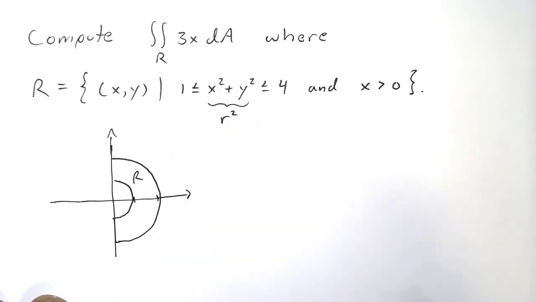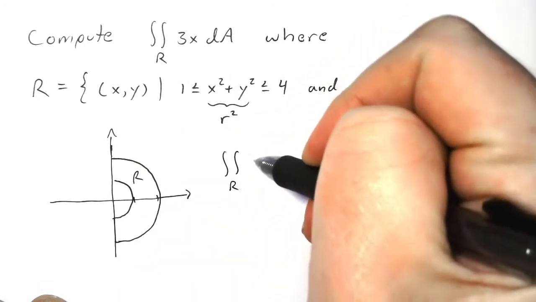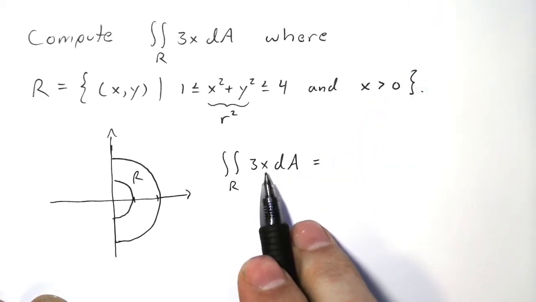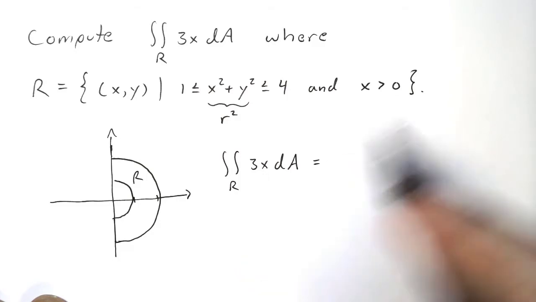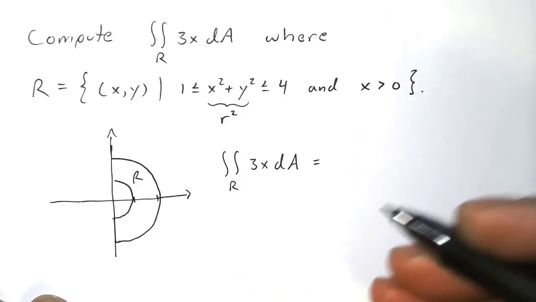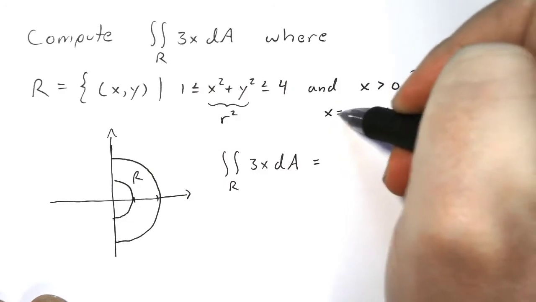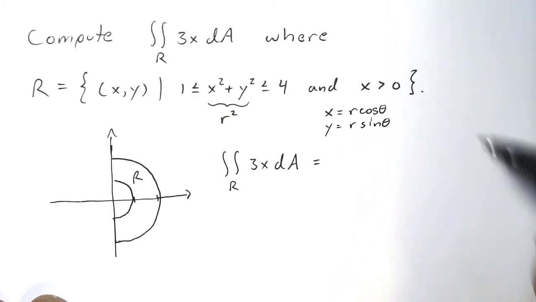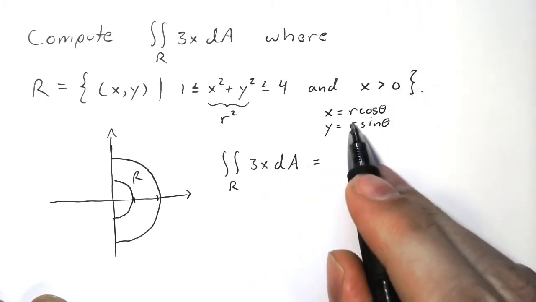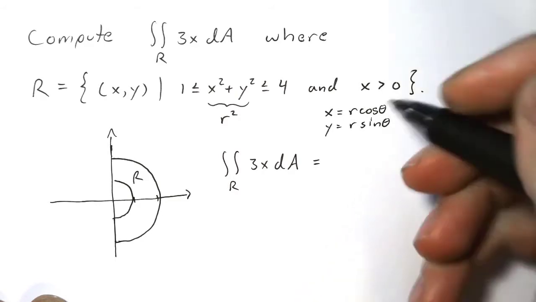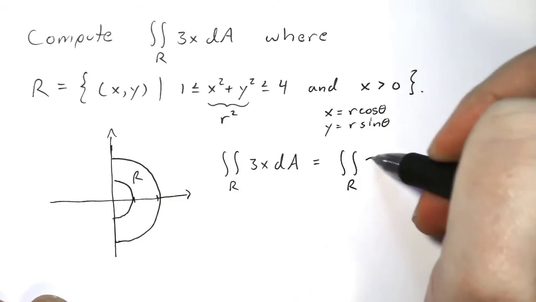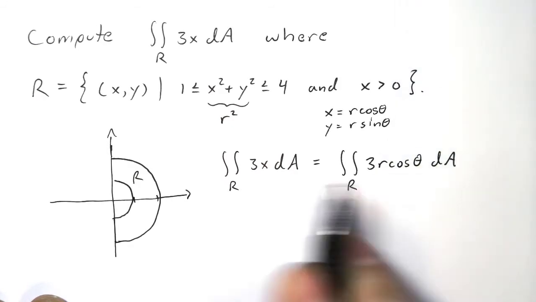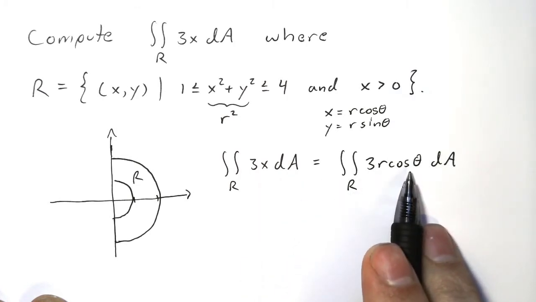So let's set up this integral. So this double integral, well, let's see. What is x? Well, remember that when we relate polar and Cartesian coordinates, we had these equations. We had x equals r cosine theta and y equals r sine theta, right? So I can replace x with r cosine theta. So that's what I'm going to do. So this integral is the same as this integral.